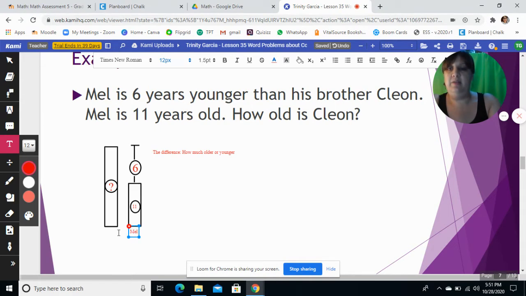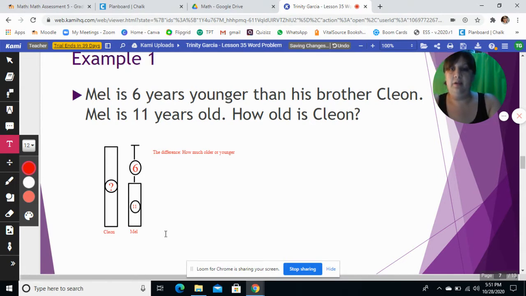All right, and we know that this is our boy Cleon over here, which is a weird name I've never heard before, but this book is good at weird names. So now from the story, we know that Mel is 11 and the difference between their ages is 6 years.